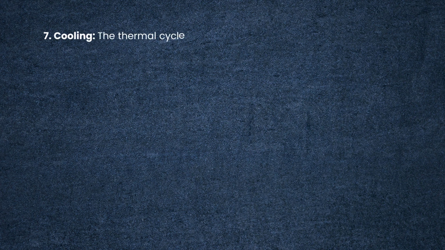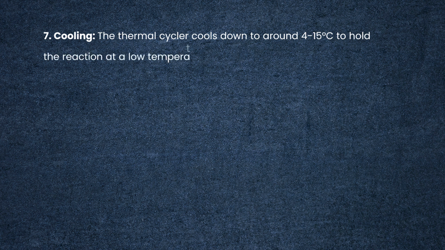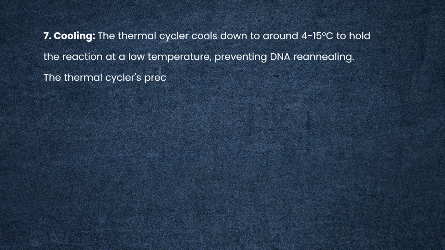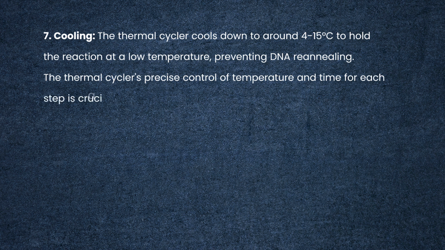Finally, cooling. The thermal cycler cools down to around 4 to 15 degrees centigrade to hold the reaction at low temperature, preventing DNA re-annealing. The thermal cycler's precise control of temperature and time for each step is crucial for the success of the polymerase chain reaction.